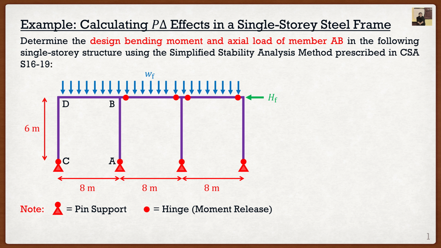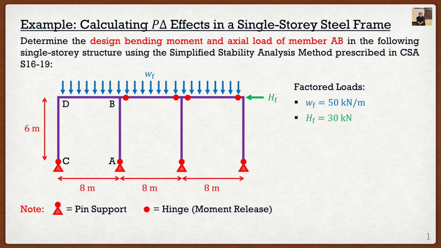So if we look at our frame, we're good to go because we have all the geometry, we have the dimensions, and we have the loading. And for this particular case, we are going to have 2 loads. We have a factored load of WF acting at 50 kilonewtons per meter over the top of our frame, and then we have an applied lateral load of 30 kilonewtons acting at the very right-hand side of the frame.